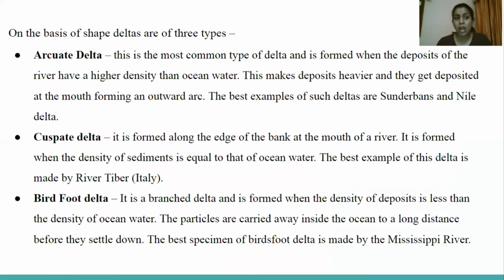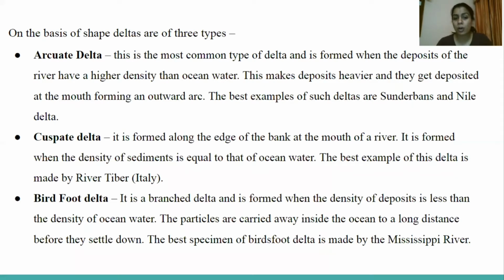So first is Arcuate Delta. This is the most common type of delta and it forms when the deposits of the river have a higher density than the ocean water. This makes deposits heavier and they get deposited at the mouth, forming an outward arc. So what are its best examples? Sundarbans and Nile Delta. The next is Crispate Delta.